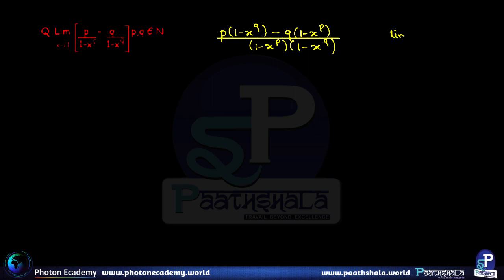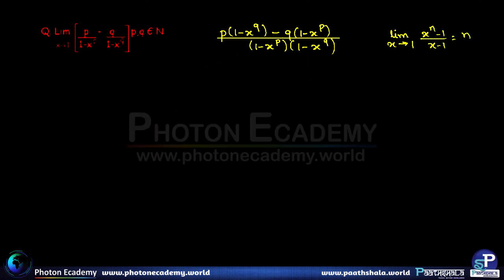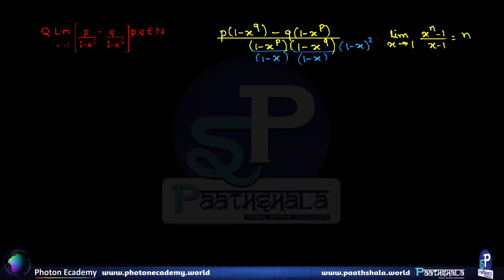So in the denominator you can see that we have a chance of converting that thing into a standard limit. (x^n minus 1) upon (x minus 1), the limit of this is n. So let's do that. Let us divide by 1 minus x and 1 minus x. So we will have to multiply by (1 minus x) square. So this whole thing will become p and this whole thing will become q.